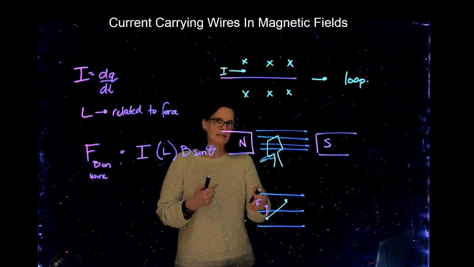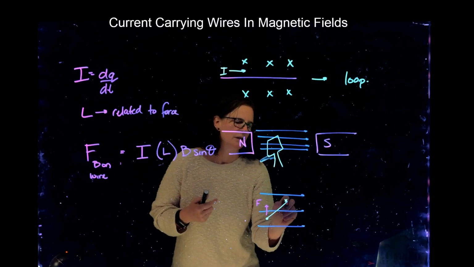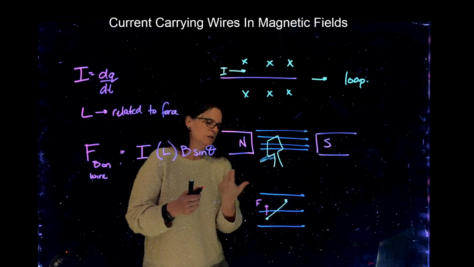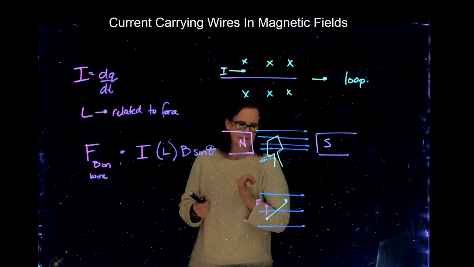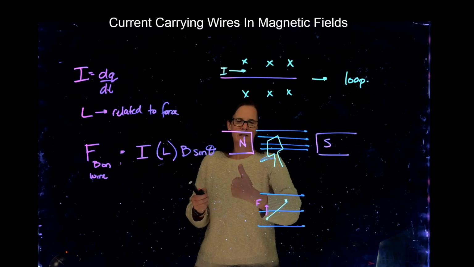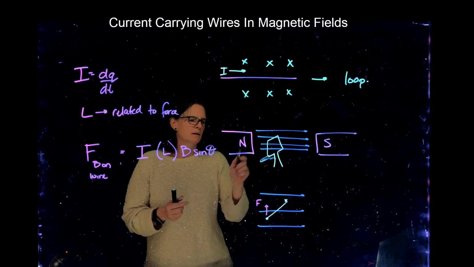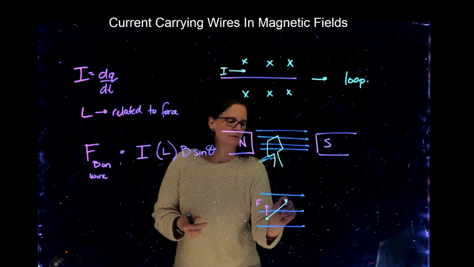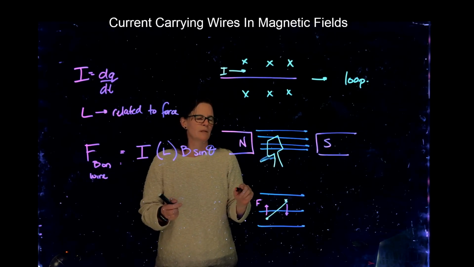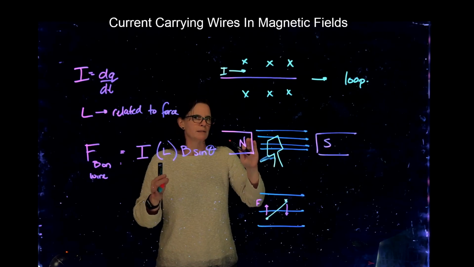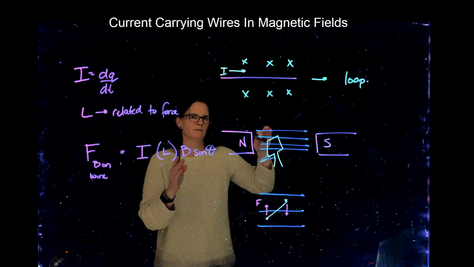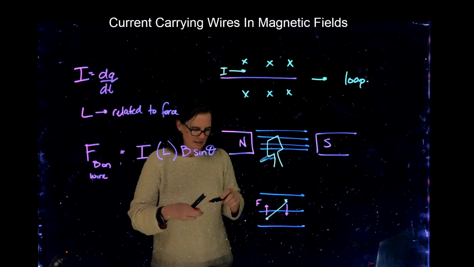Conversely, as it goes into the page, out of the page, I curl in the direction of the field, and this part of the loop is going to feel a force in the downward direction. So I have that loop, this part of the loop feeling a force in the upward direction, this part of the loop feeling a force in the downward direction, and what does the loop do? It rotates.